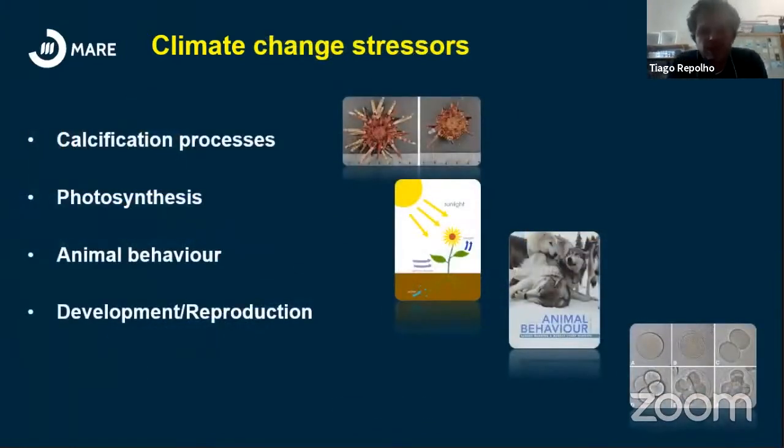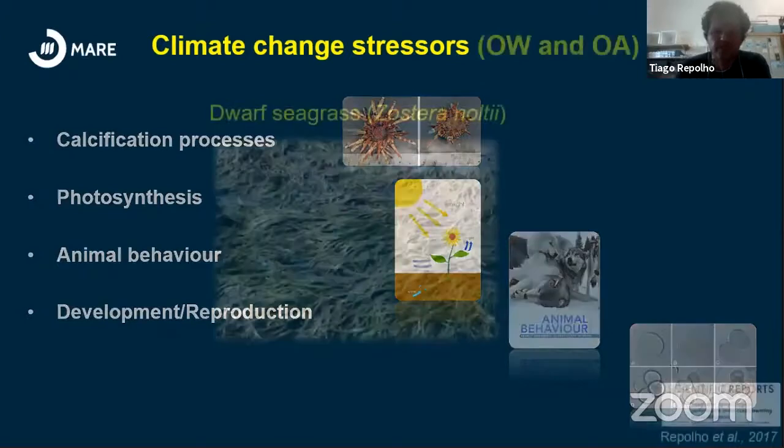So these climate change stressors, like I told before, single or double or multiple ones, can have effects on marine biota: from calcification processes, for example in sea urchins, photosynthesis in seagrasses, animal behavior, for example within cleaning interactions, and also development and reproduction.